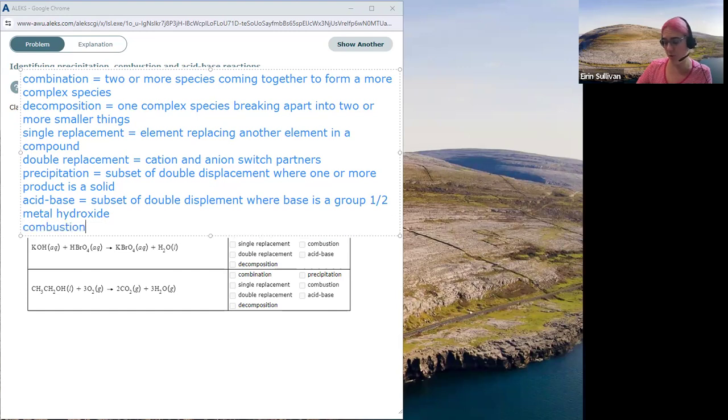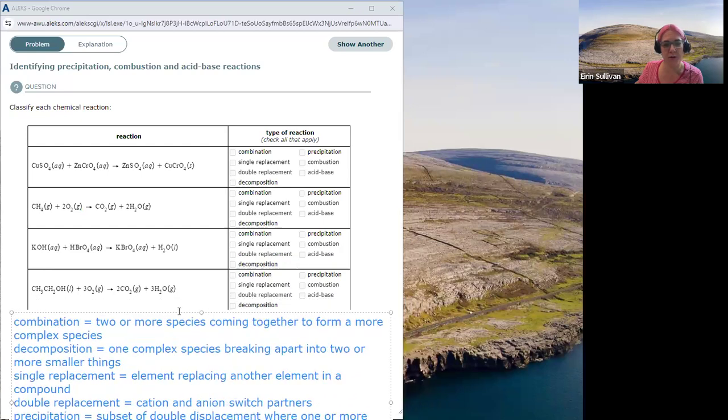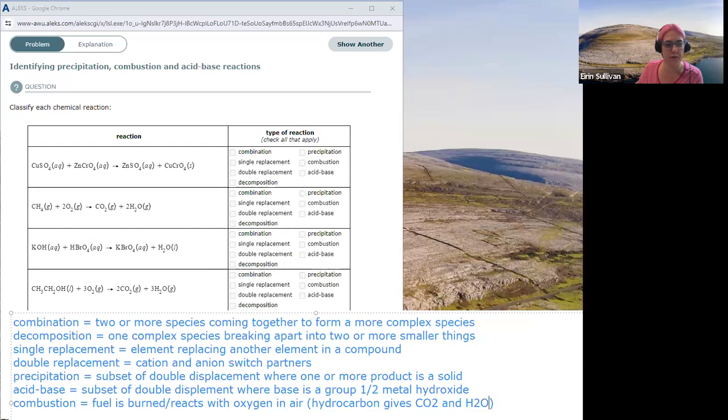The last one is combustion, which is anything that reacts with oxygen in air. A fuel reacts with oxygen in air. So the fuel is burned. And the products, if it's a hydrocarbon, are always going to be carbon dioxide and water. So hydrocarbon gives CO2 and water. I know I've taken up the whole space here, but I wanted to make sure you guys had some kind of definitions. I don't know if I'm going to fit this all on the screen here. Kind of, sort of. Okay, that'll work.